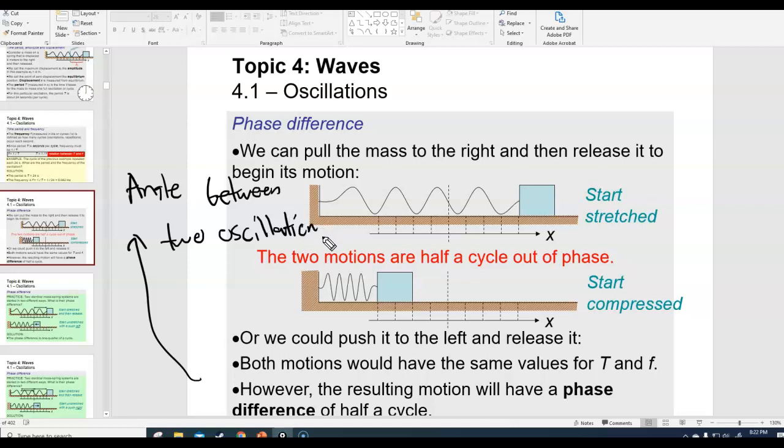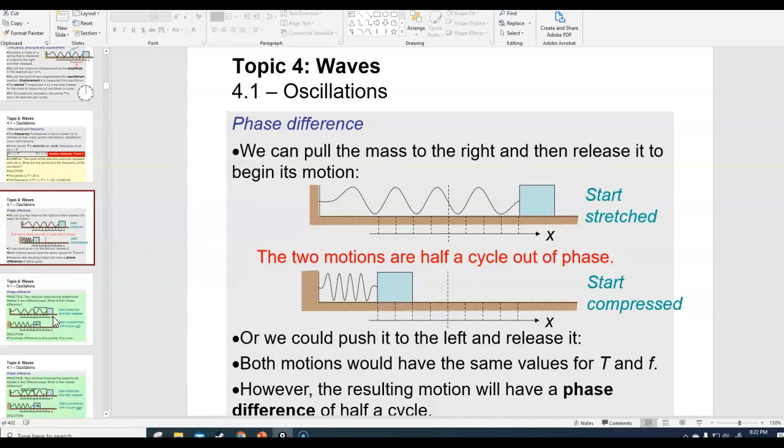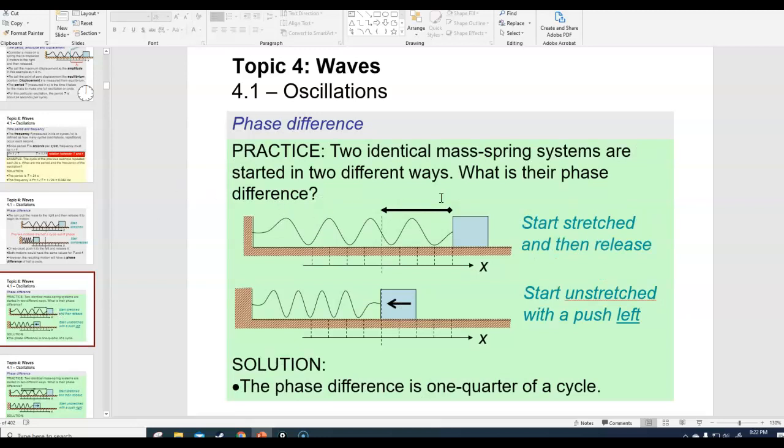Okay, so a lot of the time phase difference is measured either in angles or in terms of the period. For example, on the next slide, it says two identical mass spring systems are started in two different ways. What is their phase difference? The one on the top, the box is pulled out to the right and let go. The one on the bottom starts at equilibrium, but it's given an initial push to the left.